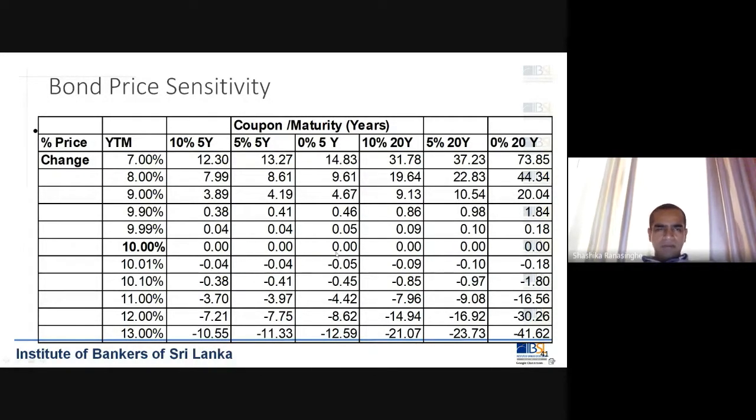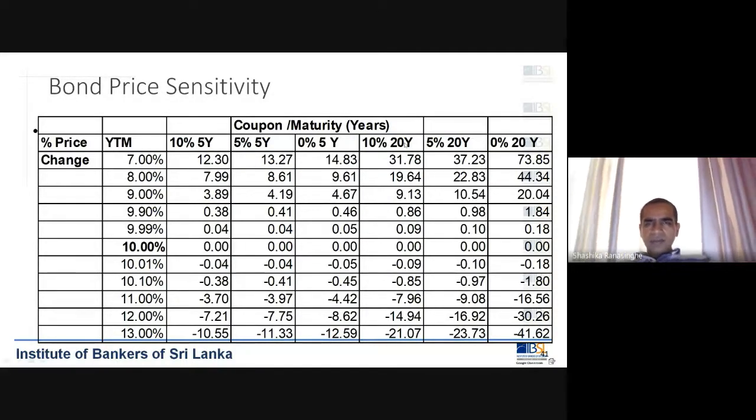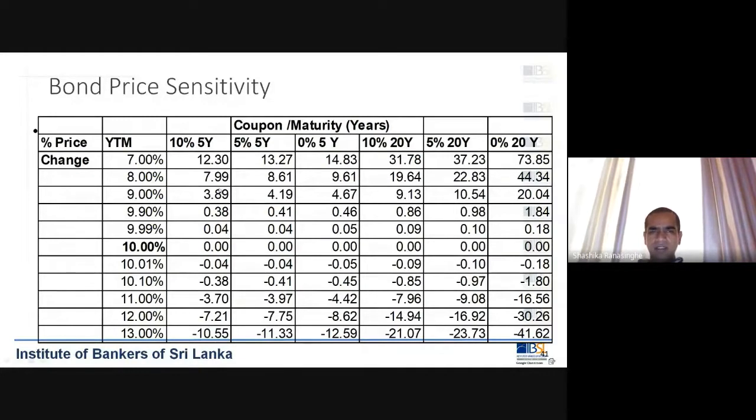Okay, so if you observe any of these points, if the tenor is the same and coupon is different, the low coupon is more sensitive. Then if the coupon is the same and the tenor is different, the longer maturity is more sensitive. Okay.